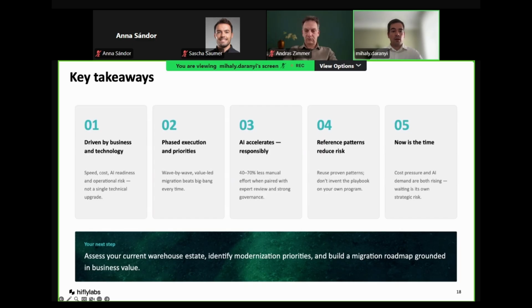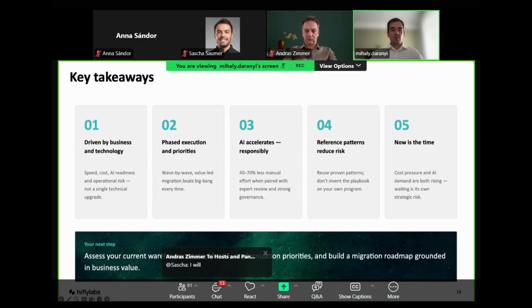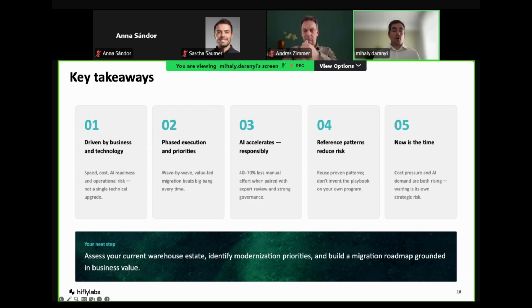And the fourth one is that reference patterns reduce risk. So reuse proven patterns, and then you don't need to invent a new playbook for your own program. So you need to have the experts. And the fifth one, now is the time. The cost pressure and AI demand are both rising. Waiting is itself a strategic risk.